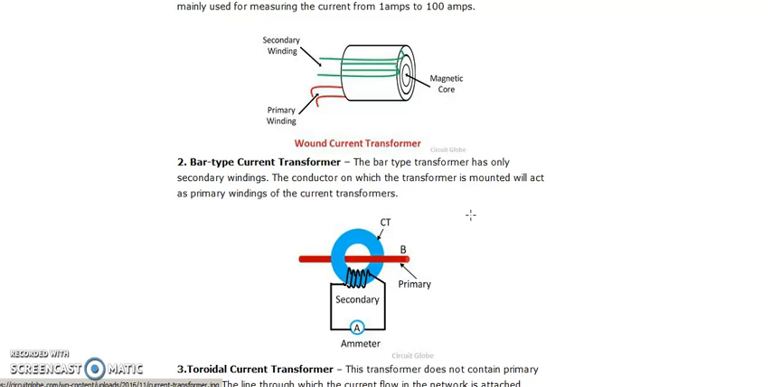You can clearly see the bar type current transformer here. Like I told you, there are no primary windings. Instead of a primary winding we have a straight bar over here, which acts like your primary winding. Over that we have a core which encircles the primary, and over the core I wind the secondary windings. Again, this secondary winding is connected in series with the ammeter so as to read the current flowing in the primary in reduced form. This is what we have with the bar type current transformer. And the second one is the wound type current transformer, so let's see that.